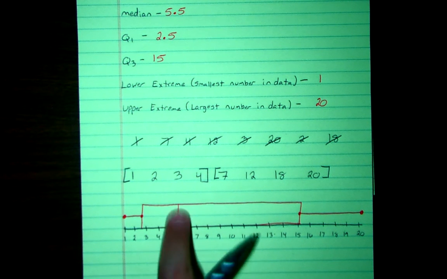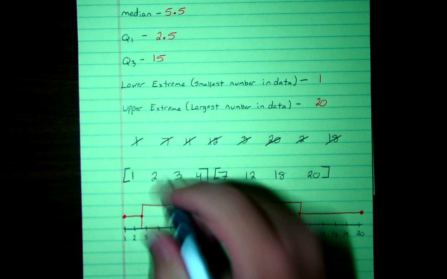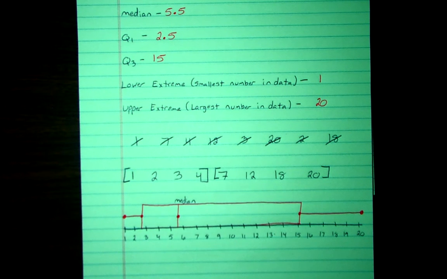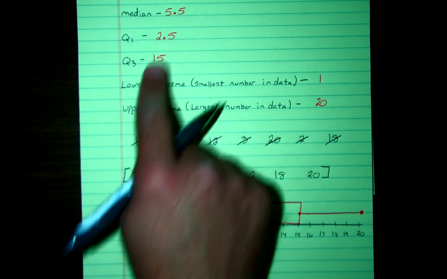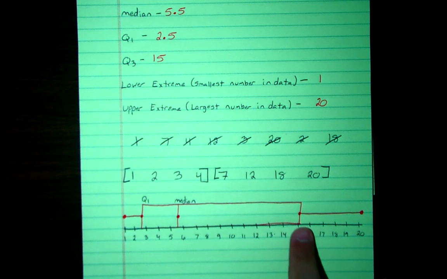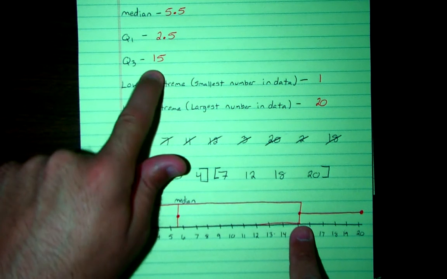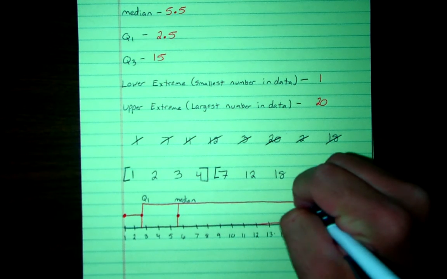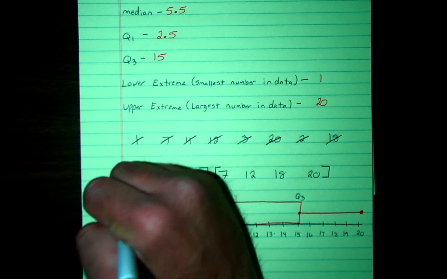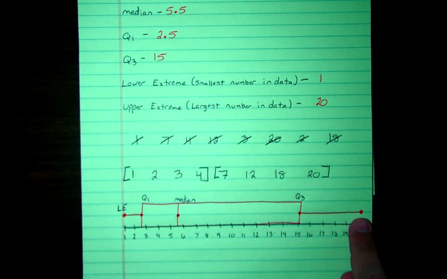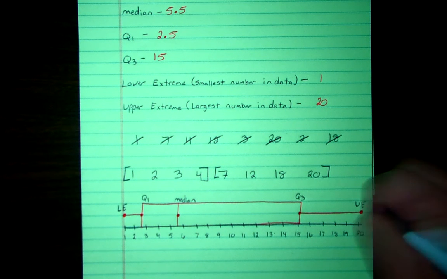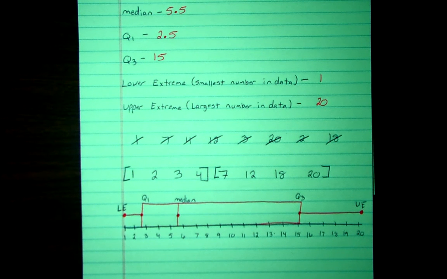Now check this out. This dot right here, remember this one, the 5.5? Well, there's your median. The 2.5, oh, that's your Q1. The 15, oh, that's my Q3. The dot at 1 is your lower extreme. The dot at 20 is your upper extreme. Nice and easy. Look at that.